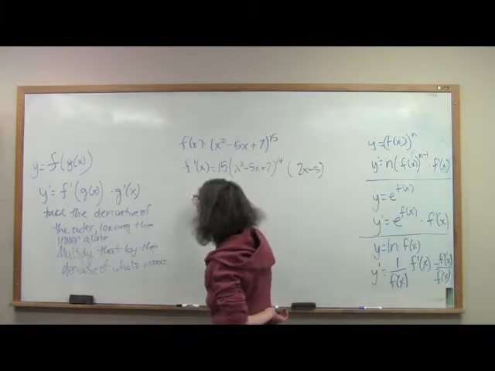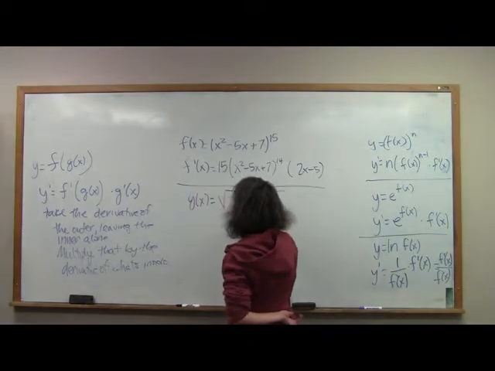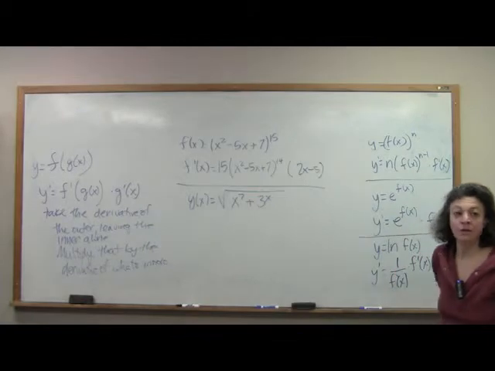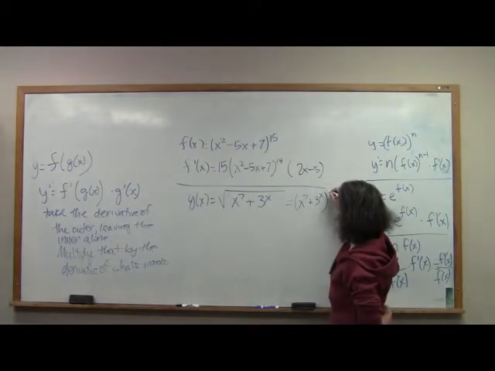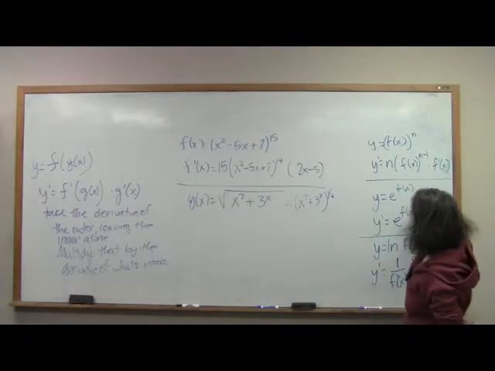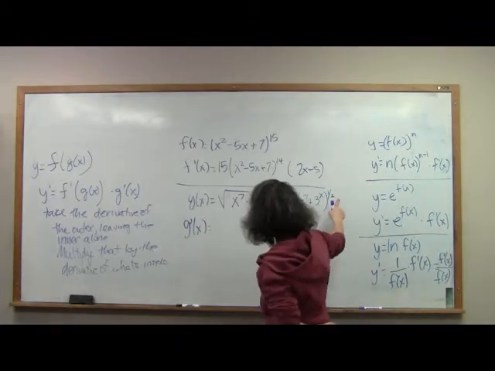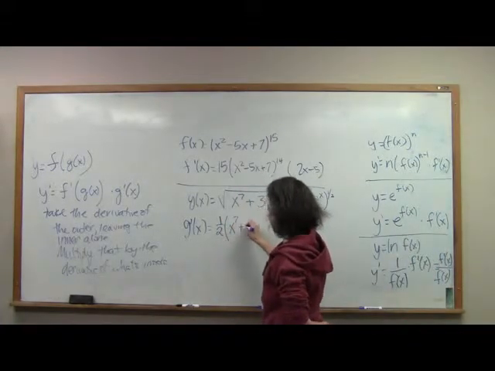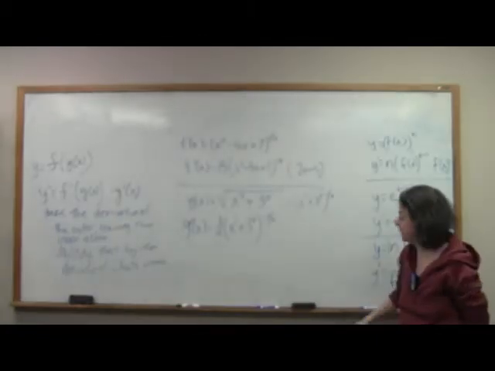Another one. What if we have g of x equal to the square root of x to the 7th plus 3 to the x power? Well, I claim that we could rewrite this as x to the 7th plus 3 to the power of x, all to the 1/2 power. And then we use our chain rule again. You take the derivative of the outer, leaving the inner alone. So it's 1/2 times x to the 7th plus 3 to the x, to the negative 1/2, times the derivative of what's inside.